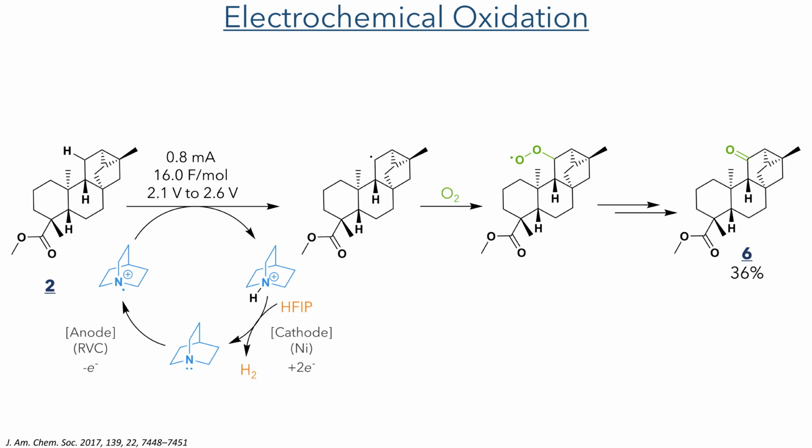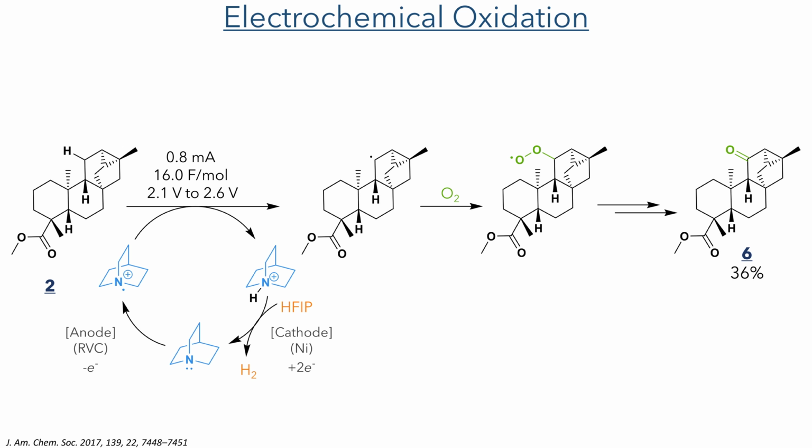The next oxidation that they investigated was an electrochemical oxidation using a method that has been widely popularized by Baran, who has used this chemistry to great effect. This reaction uses quinuclidine, which is oxidized at the anode, in this case comprised of reticulated vitreous carbon foam, and this species can then abstract a hydrogen radical, again from the C11 position as we saw previously.